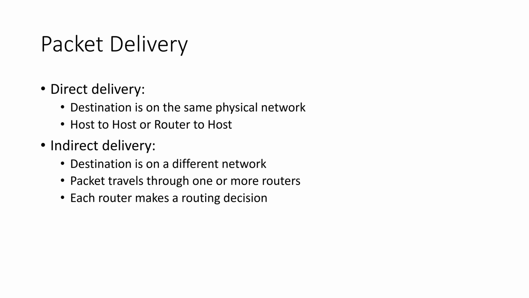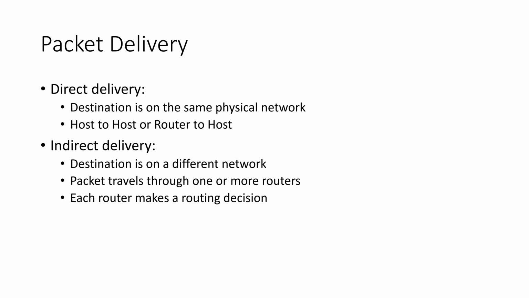So let's get started with how a packet actually reaches its destination. There are two possibilities. Direct delivery happens when both the source and destination are on the same physical network. This could be a host communicating with another host or a router delivering a packet directly to a host within its connected network. And indirect delivery happens when the destination is located on a different network.